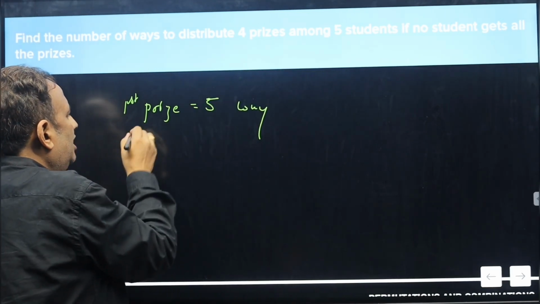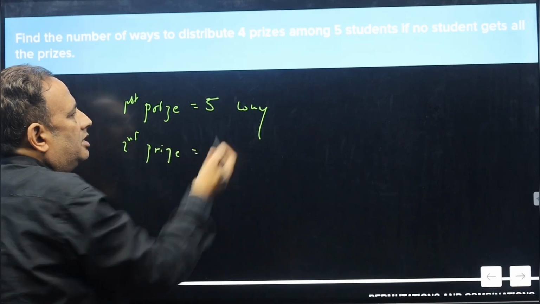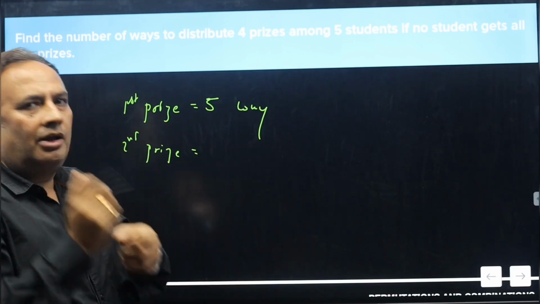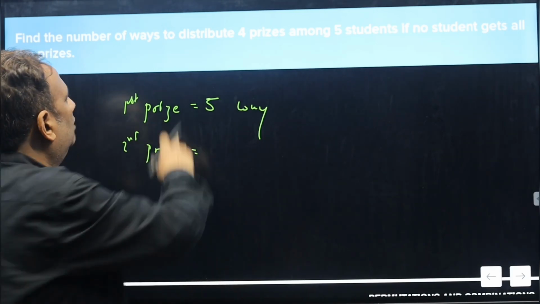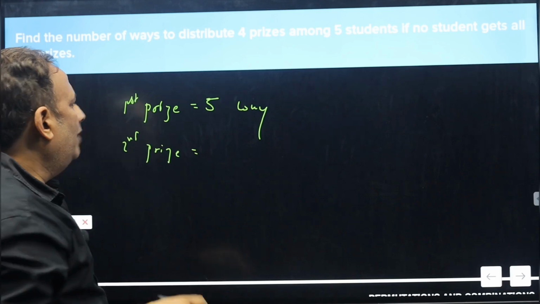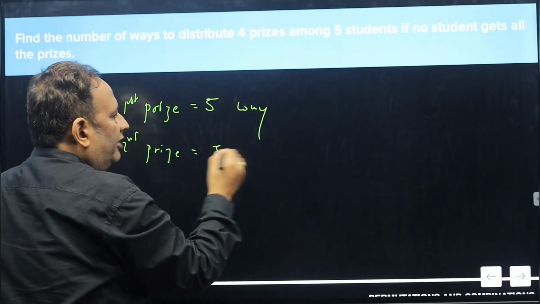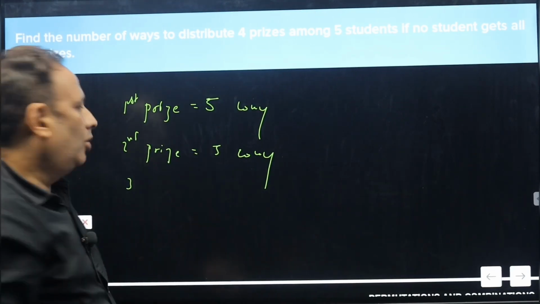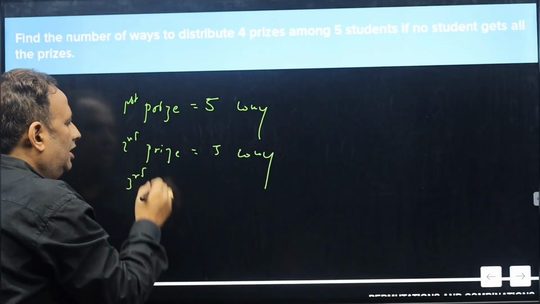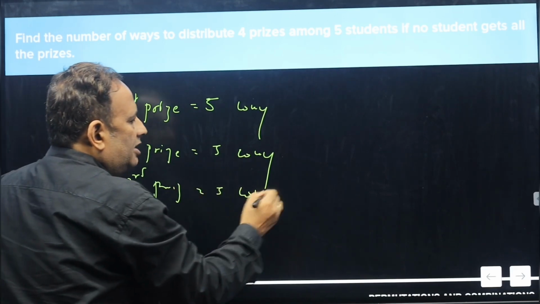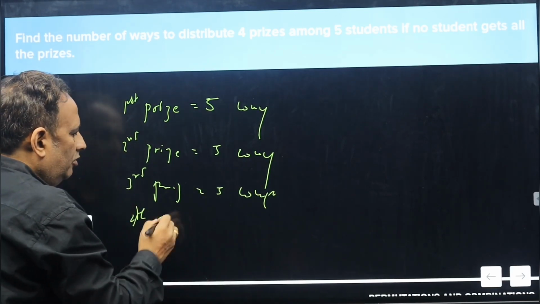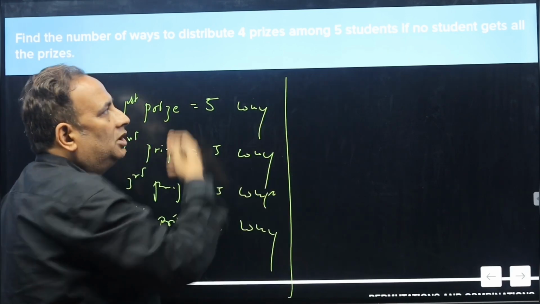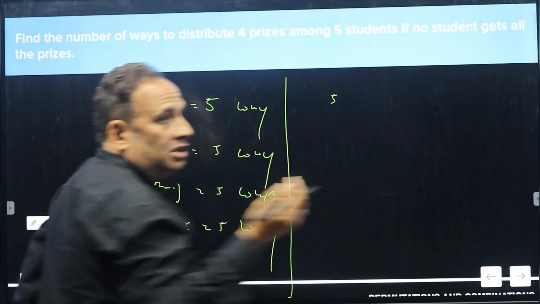Now, the second prize. It is not saying that any one student will obtain only one prize. Any student can obtain any number of prizes, no matter. So, the second prize also we can give in 5 ways. In other words, repetition is allowed. Similarly, for the third prize also, again 5 ways, right? And the fourth prize also, how many ways? 5 ways.